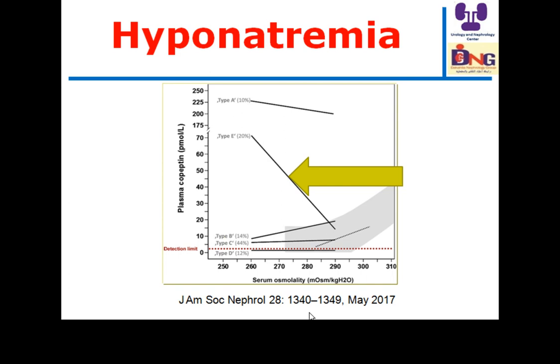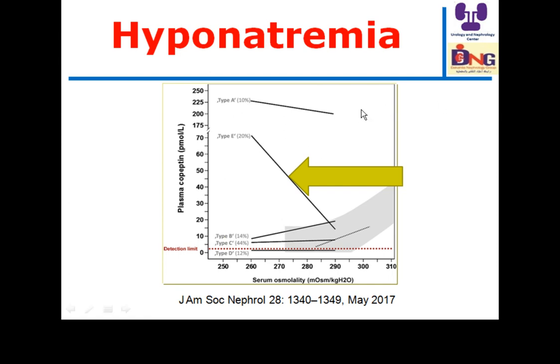Regarding syndrome of inappropriate antidiuretic hormone secretion, here this is plasma copeptin. This is an index of antidiuretic hormone, and this is serum osmolality. The normal relationship between serum osmolality and plasma copeptin, which is the representative of antidiuretic hormone, you can find here. If serum osmolality increases, antidiuretic hormone increases, so this is the shaded area here. This is a normal relationship between serum osmolality and plasma antidiuretic hormone or vasopressin. But all others, as you see here, type A, type B, type C, type D, and type E, are inappropriate. So for inappropriate antidiuretic hormone secretion, we have five types.